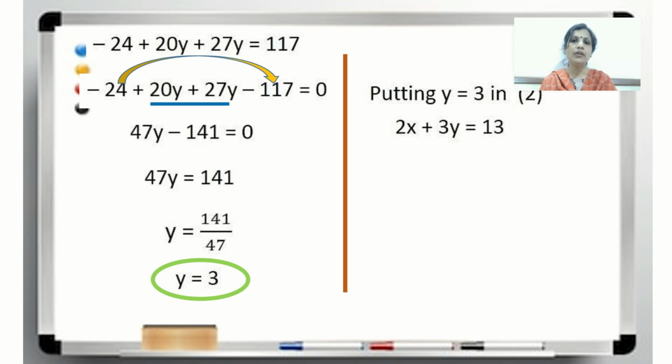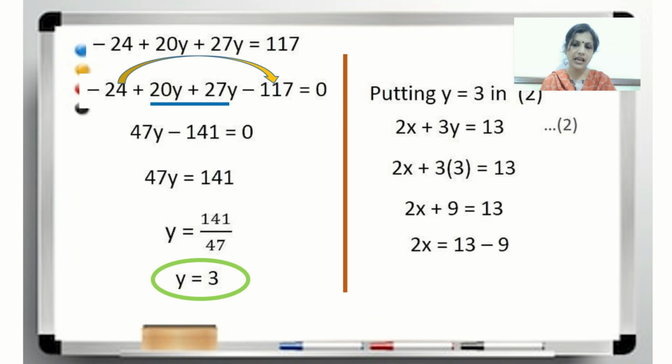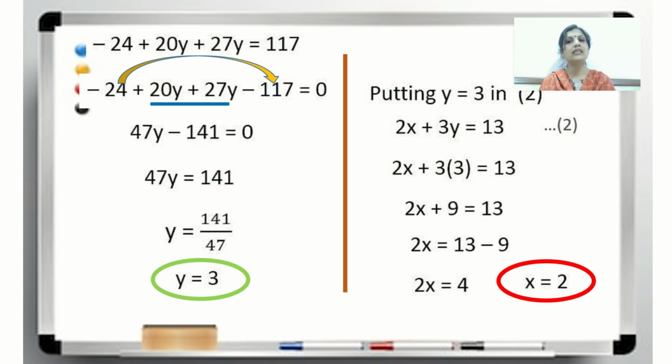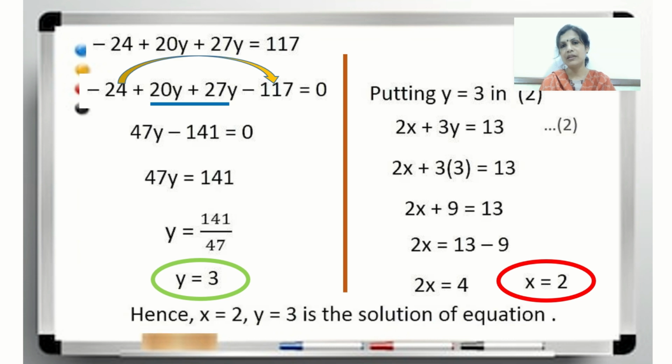We will substitute this value in any of the previous equations and we'll get the value of x. So put y is equal to 3 in equation 2. Equation 2 is 2x plus 3y is equal to 13, and here we will substitute the value of y. So 2x plus 3 into 3 is equal to 13. So 2x plus 9 is equal to 13. So 2x is equal to 13 minus 9. 13 minus 9 is 4. 2x is equal to 4. So x is equal to 2. So x is equal to 2 and y is equal to 3 is the solution of the given simultaneous equations.